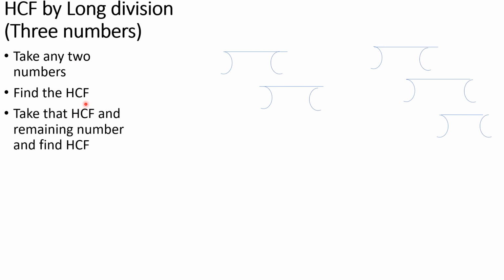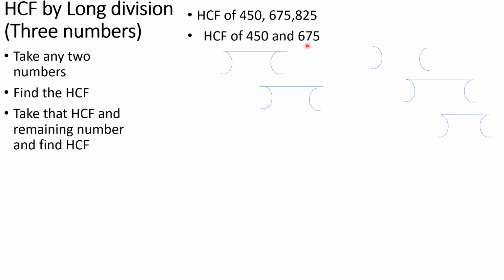Now here we will understand HCF by long division method for three numbers. So what we will do, we will take any two numbers first. We will find out the HCF of those two numbers, and with the help of that HCF and the third number, we will find the HCF that will be our final HCF. So let us take one question: 450, 675 and 825. So I am taking these two numbers. You can take any two numbers first. So I will find the HCF of 450 and 675.